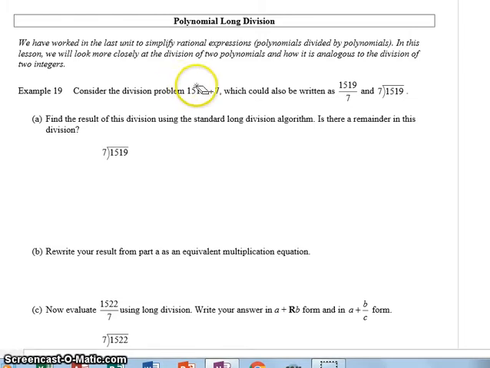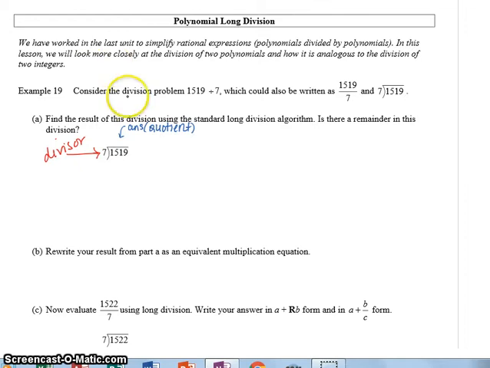Alright, so think about old school. When it said 1,519 divided by 7, we also could rewrite it as a fraction or it could look like this. Okay? A couple things to remember. This number on the outside over there is called the divisor. The answer that we get is called the quotient. Remember, it's the answer that you get when you divide. And then the number underneath is called the dividend. Okay, so those are all three parts there.